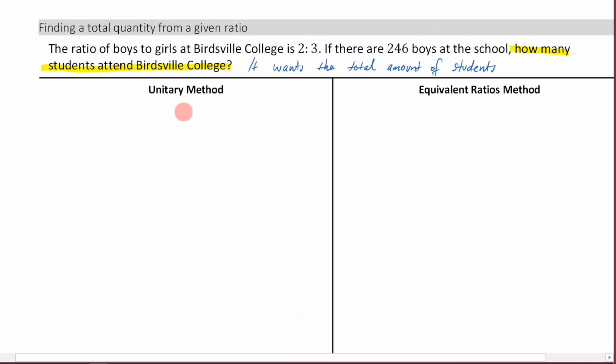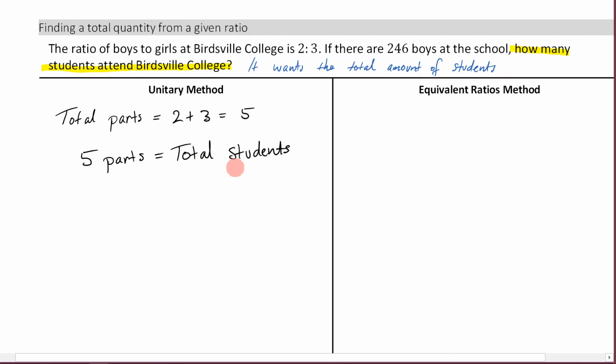So how are we going to do this? Well, we're going to be using our unitary method, but we're going to have to be careful here. Because you remember the first thing that we normally do when we're using our unitary method is we find the total amount of parts. So if we know that there are 2 parts to 3 parts, the total parts is equal to 2 plus 3, which will be 5. So we know that the total parts of the students is going to be equal to 5 parts. So let me write that down. 5 parts is equal to total students.